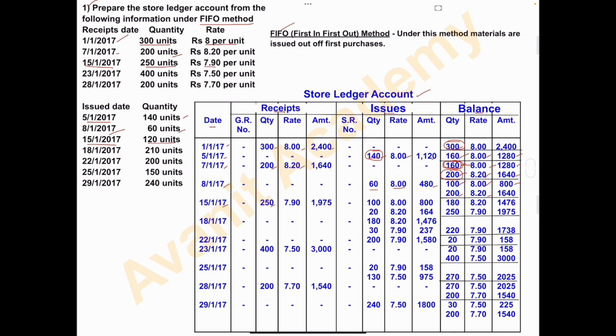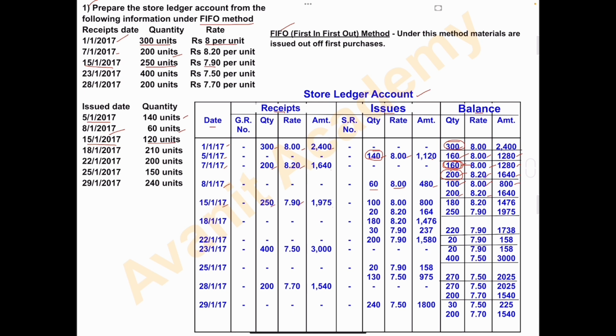7.90. Multiply it. 250 into 7.90 and the amount is 1975. Okay, receipts entry is over. On the same date, the units are issued also. So in issues column, write. So how many units are issued on 15th January? 120 units. Okay, 120 units.